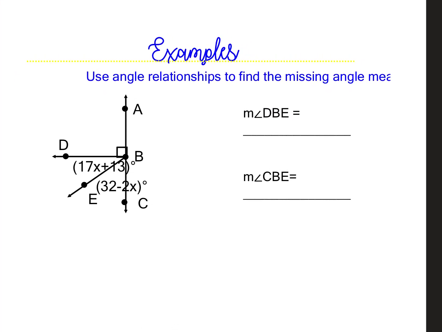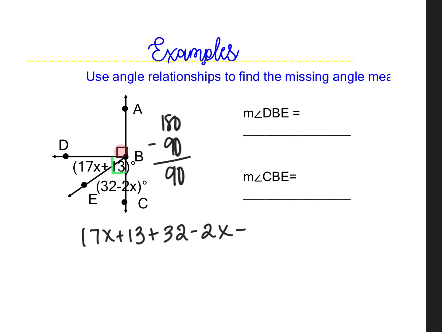For this next one, I'm seeing that together right here, these three angles are going to add up to be 180. We already have 90 here. 180 minus 90 is 90, meaning that these two angles together are going to add up to be 90. So I have 17x plus 13 plus 32 minus 2x adding up to be 90 because they're complementary angles.